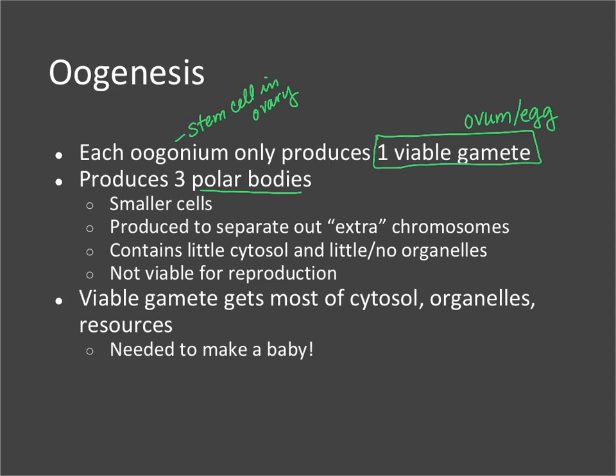But the viable gamete, the ovum, actually gets all of those organelles and resources and is able to be fertilized by the sperm. It is the one that is able to basically make a baby. So if you were to go back and look at that picture from a couple slides back, where it showed the ovum as a big cell and the sperm were very small in comparison, that's because sperm are built for speed.